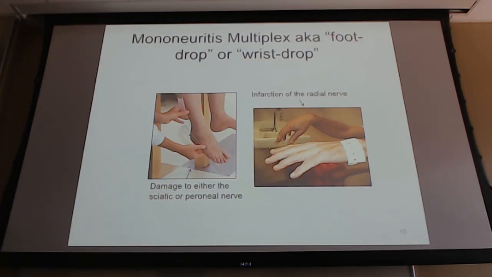Next one, mononeuritis multiplex, aka foot drop or wrist drop. Damage to either the sciatic or the peroneal nerve area. So that's infarction of that radial nerve or of those things out there that help to move those things out. Again, it's not getting into so much of a description of it, it's just showing you what they look like.